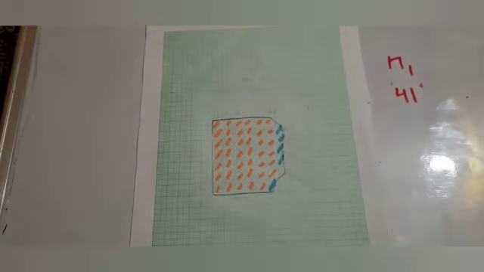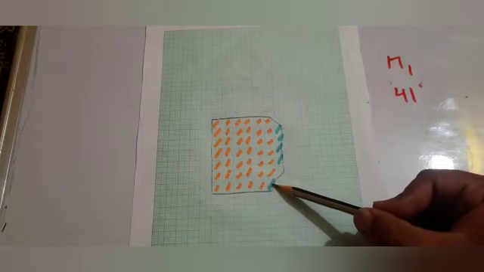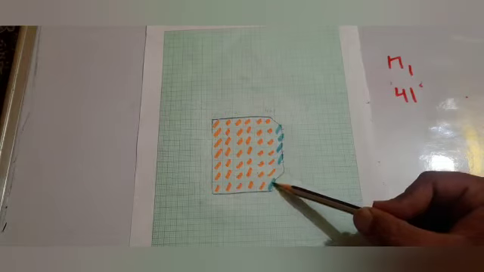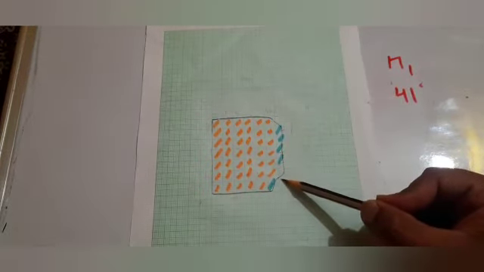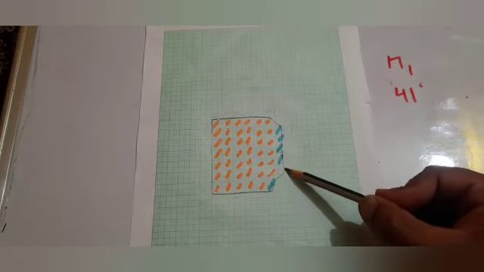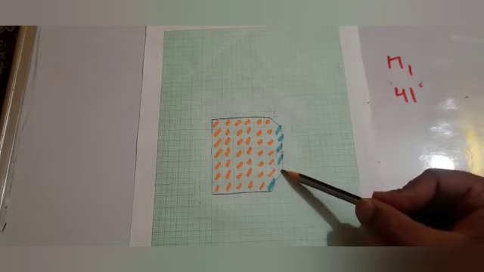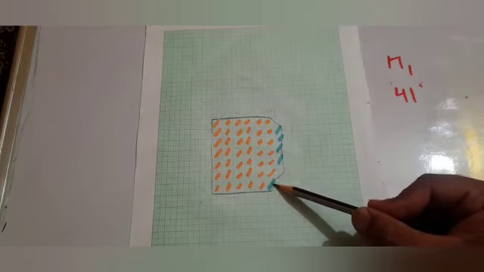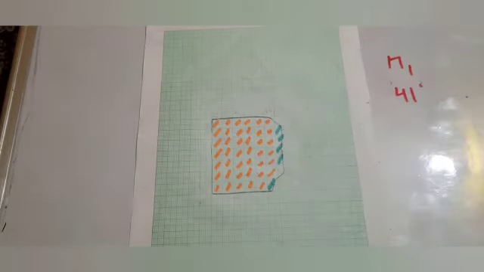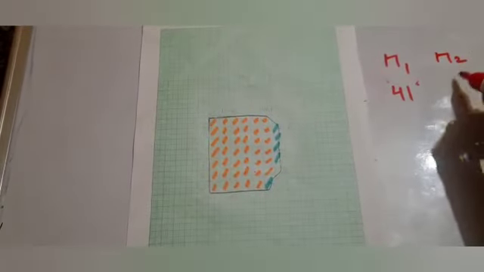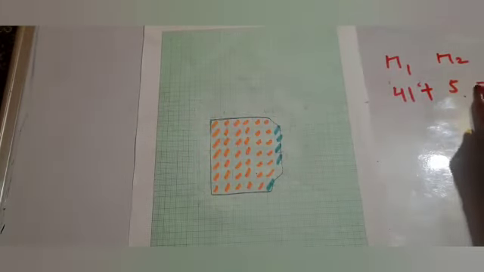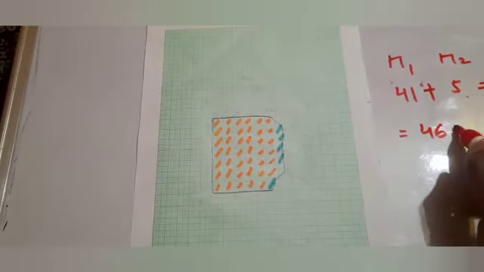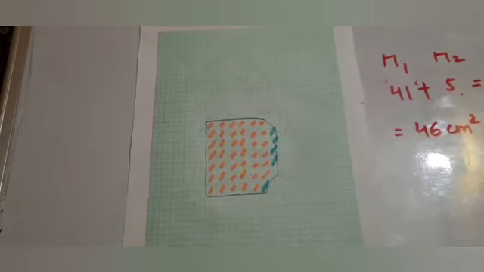Now we will count the number of squares equal to half. Here I'm using the blue marker to represent the squares equal to half. We are getting 1, 2, 3, 4, 5 such squares. This one is not covering 50% area, so I'm not taking it as a square covering half. So the total number of squares equal to half is 5, so N2 is equal to 5. So what will be the reading? N1 plus N2. So the area is equal to 46 centimeter square.